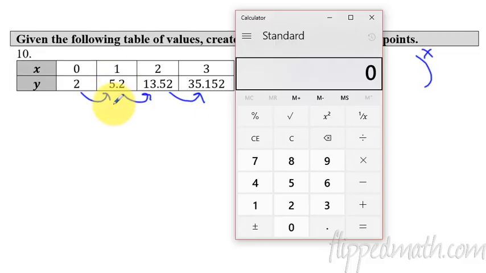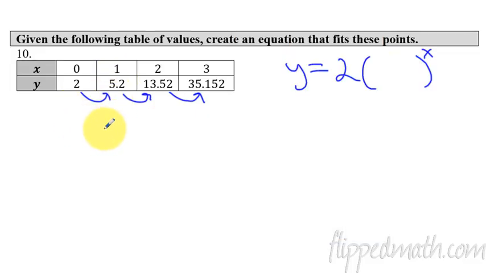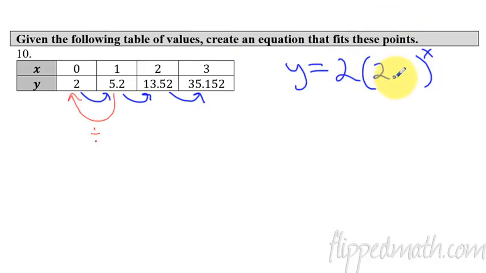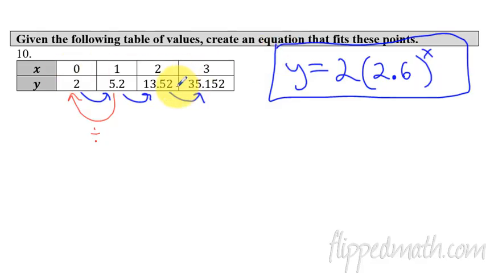I divide, start at 5.2 and go that way. 5.2 divided by 2 is equal to 2.6. Let's try another one, just to see if it works. 13.52 divided by 5.2 equals 2.6. All right, so that is my exponential growth. So we put right here 2.6 because that is my growth factor. It's how much I'm multiplying 2 by, 2.6, and then every number after that, just like a geometric sequence, we just keep multiplying by 2.6. So that right there is the equation that fits for these coordinate points.